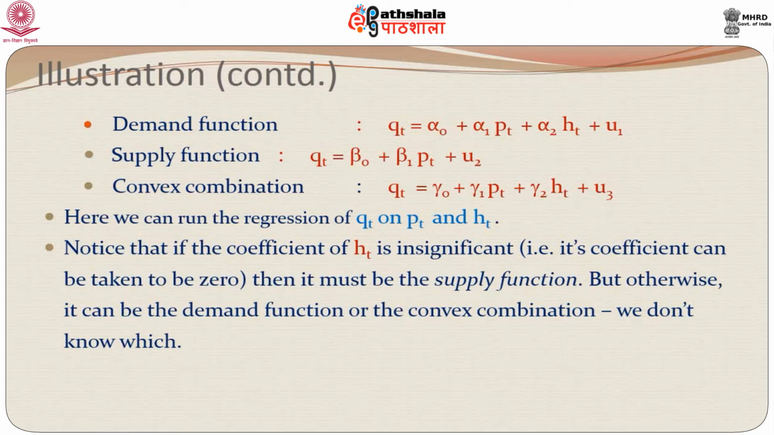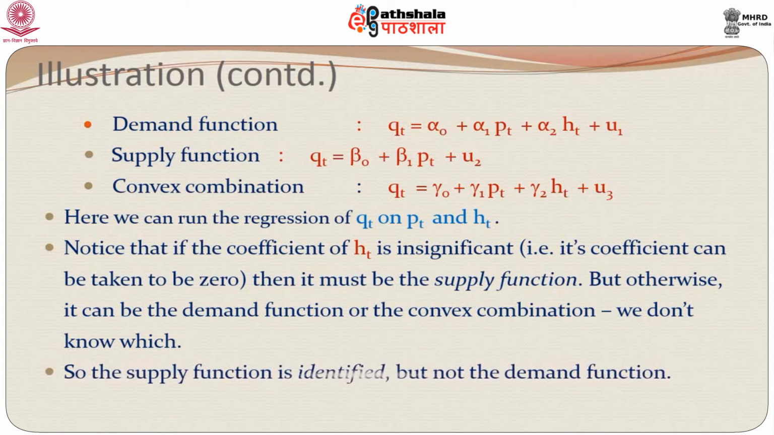This is interesting, because what we see is that the supply function has one variable less and hence becomes identified. We will come back to this later.